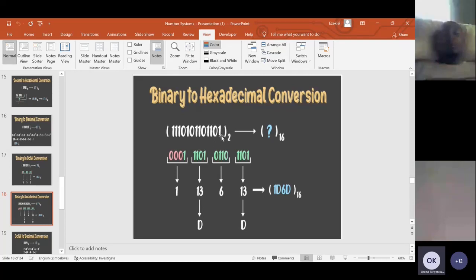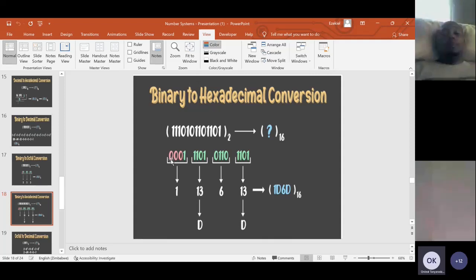it will be 1101 as the first set. Then another one, which will be followed by 0110, followed by 1101. And then there will be 110. And then there will be a 1. And then since it's just one value or one digit, you add zeros at the end so that it will become a set of four, if you get it there.